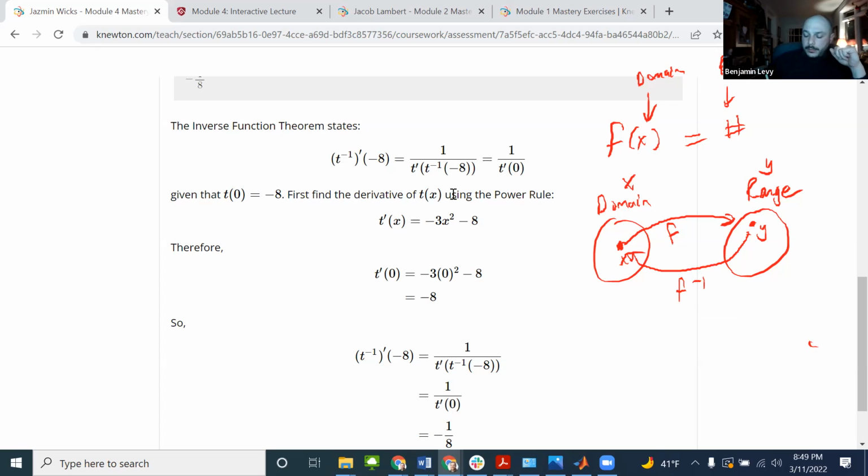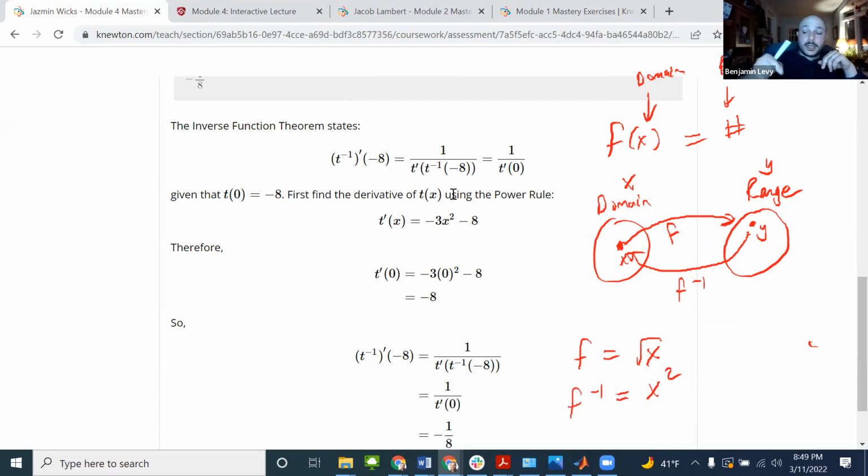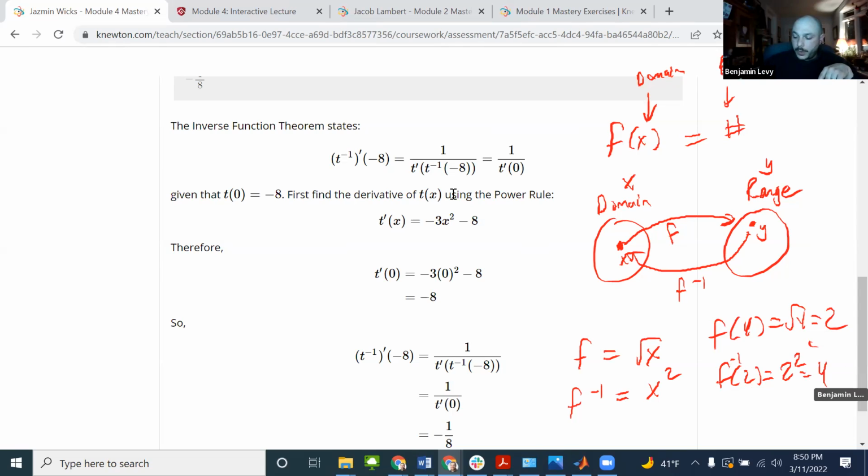So for example, f is square root of x. When you square root things, the inverse of f, what do you think? What undoes square roots? Squaring it, right? So if we plug something into f, like f of 4 is the square root of 4, which is 2. If we wanted to get it back to 4, we would have to square it. f inverse of 2 equals 2 squared equals 4. So that's the concept of what an inverse is.